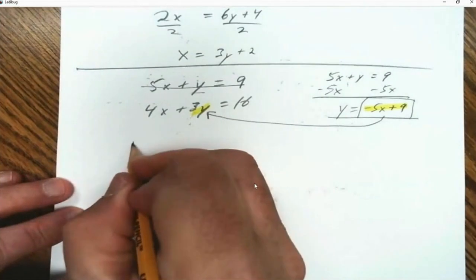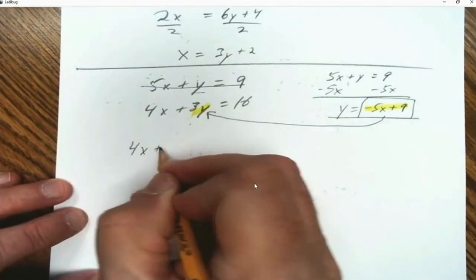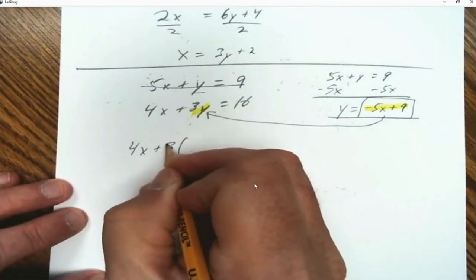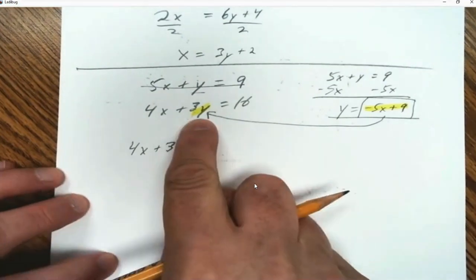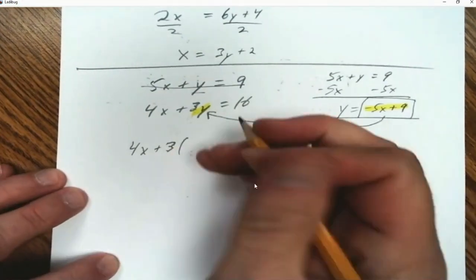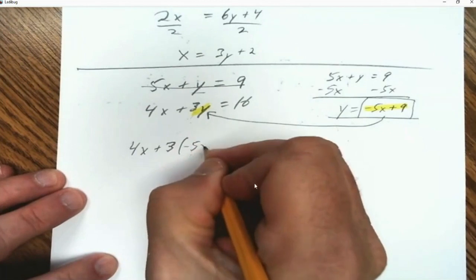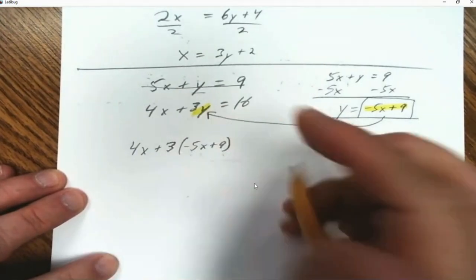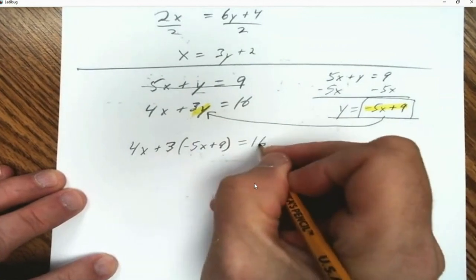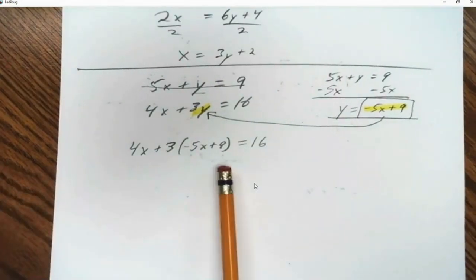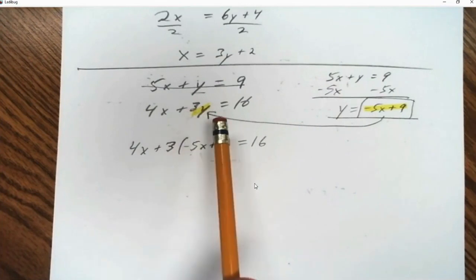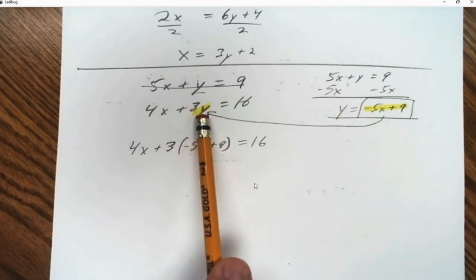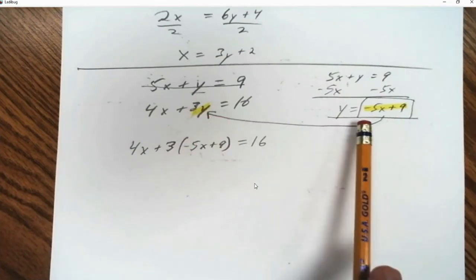So now 4x plus 3, not 3 times y, 3 times what y equals. 3 times negative 5x plus 9 equals 16. Okay, this is exactly the same equation as this, except we've taken the y and substituted what y equals.